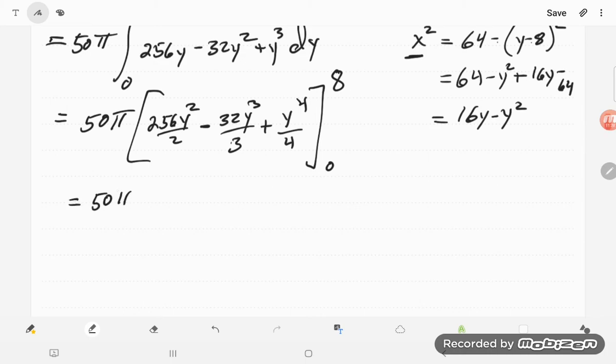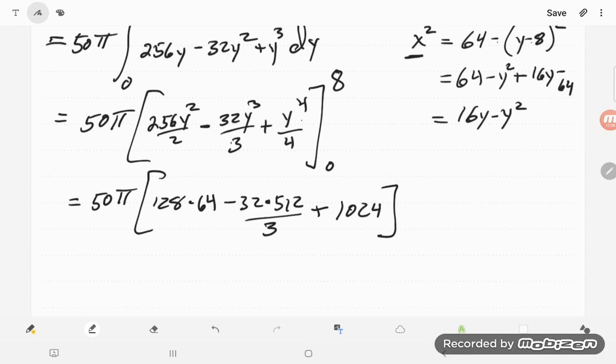That is 50 pi times 256 over 2 is 128. So I get 128 times 64 minus 32 times, well, 64 times 8 is 512, times 512 over 3, and then plus, well, I have here 8 to the 4th, but I can make that 8 cubed, and then 8 over 4 is 2. So this is 1024. So I have that much.